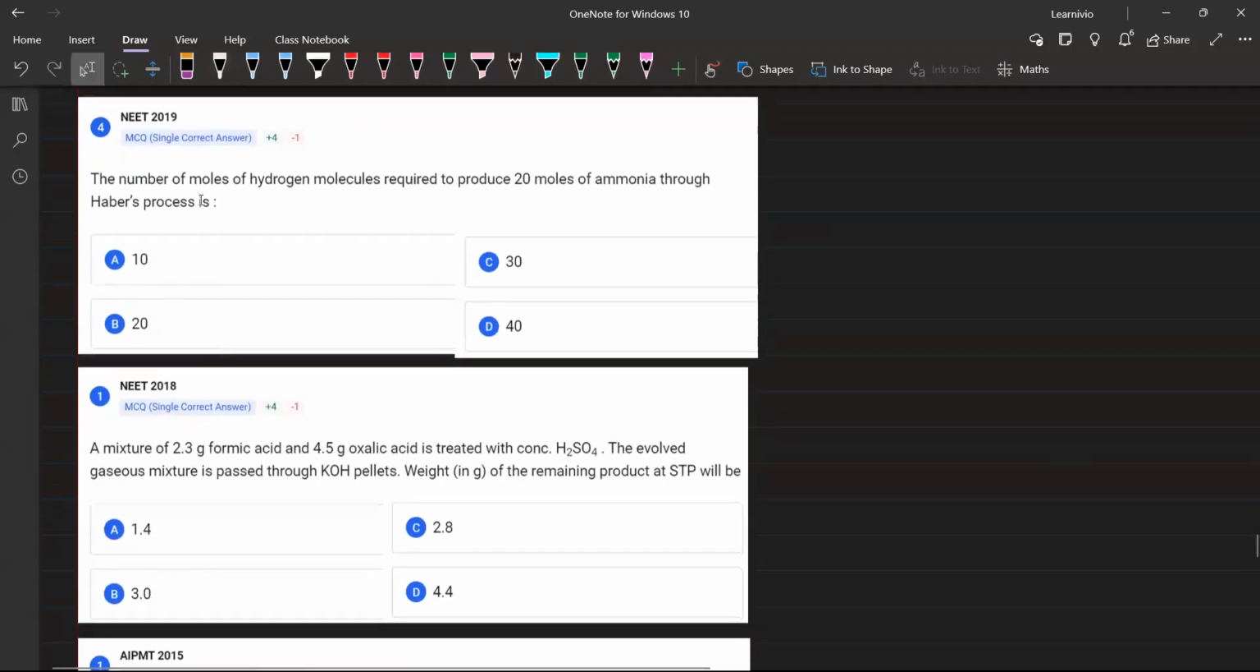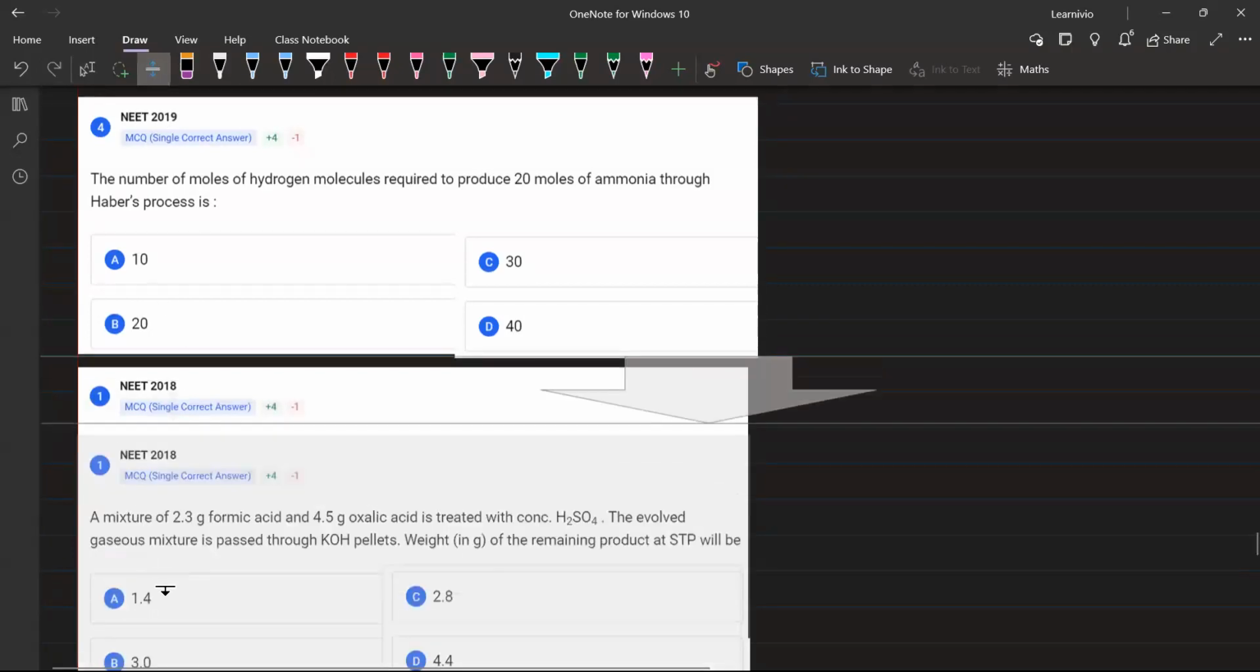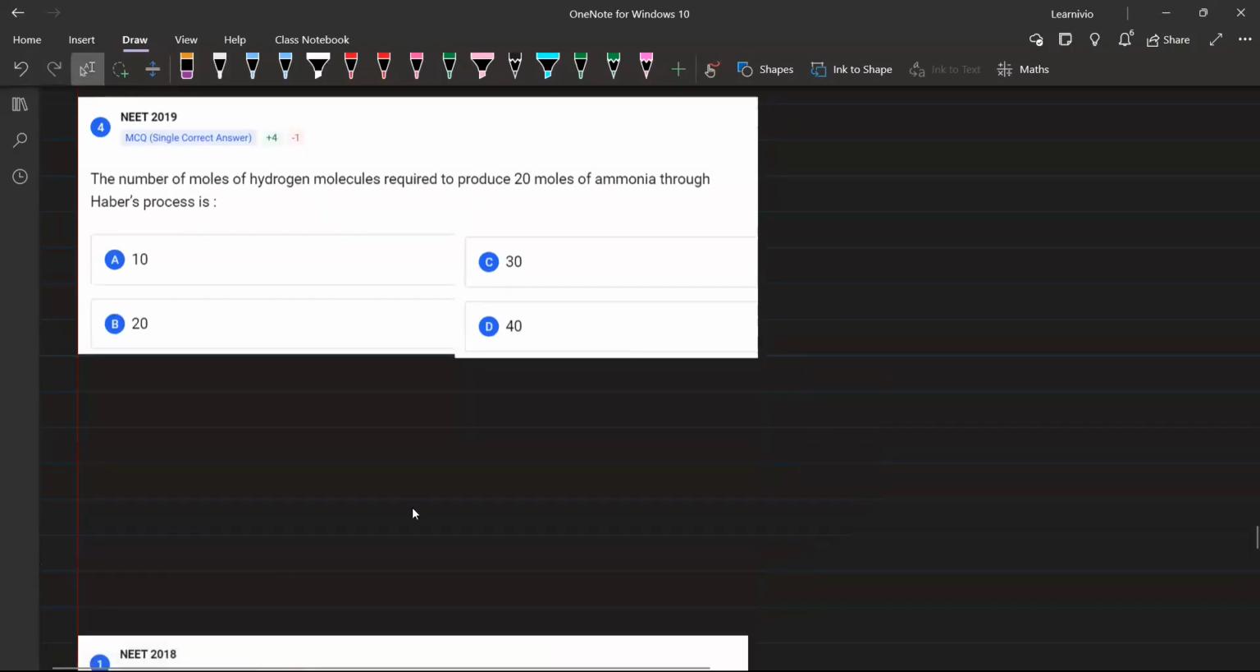Now try this. The number of moles of hydrogen molecules required to produce 20 moles of ammonia through Haber's process. Haber's process is actually this reaction N2 plus 3H2 gives 2 moles of NH3. Okay. So you have to produce, they are asking for number of moles of hydrogen. That means only one reactant is involved to produce 20 moles of ammonia. Please try this.